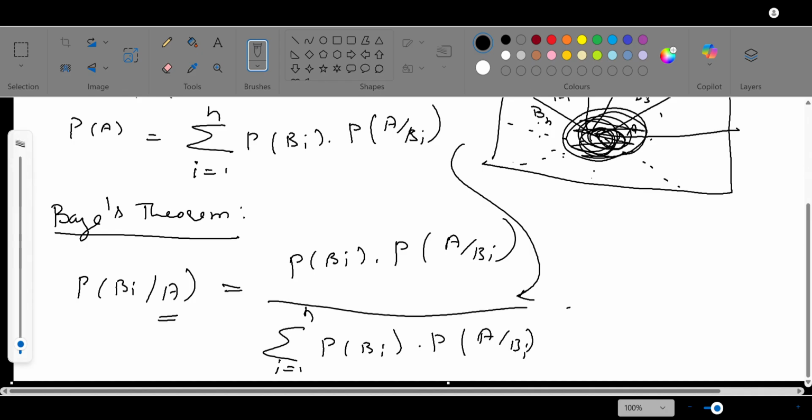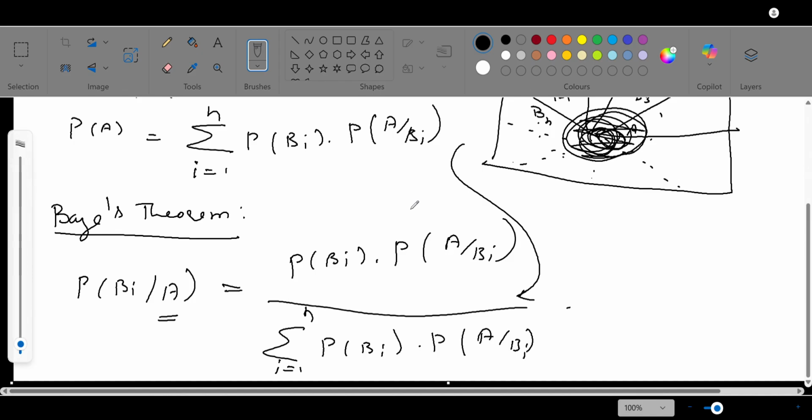You please solve these two things yourself. And one more question I give for your practice. Once again I open it. This is another problem for your practice. A bag consists of 7 red and 3 black marbles. And another bag contains 4 red and 5 black marbles.